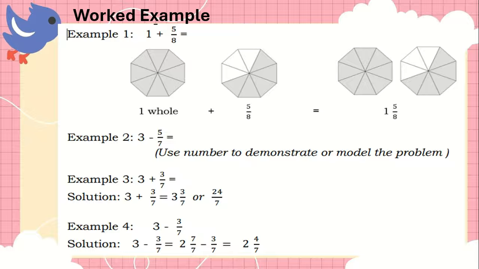Example 2, 3 minus 5/7. Example 3, 3 plus 3/7 is equal to, here is the solution. 3 plus 3/7 is equal to 3 and 3/7 or 24/7. Example 4, 3 minus 3/7. Here is the solution. 3 minus 3/7 is equal to 7/7 minus 3/7 is equal to 2 and 4/7.